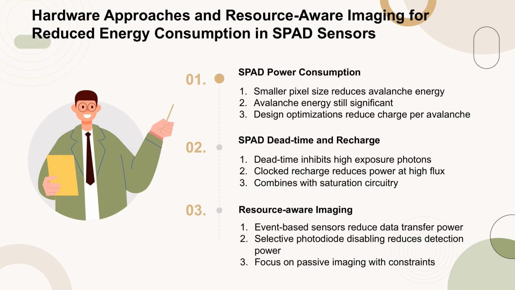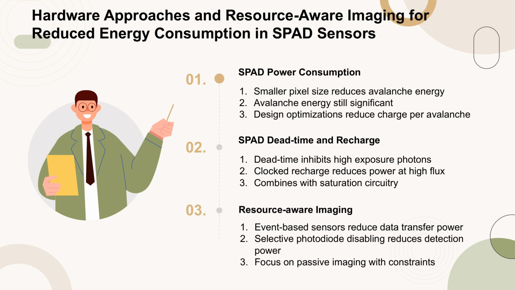The power consumption of SPAD sensors is heavily influenced by the pixel size, with smaller pixels reducing the avalanche energy. However, even with recent technological advancements, avalanche energy remains a significant portion of the total power consumption. Various design optimizations, such as RF modulation of the bias voltage and minimization of junction capacitance, have been implemented to reduce the charge per avalanche.